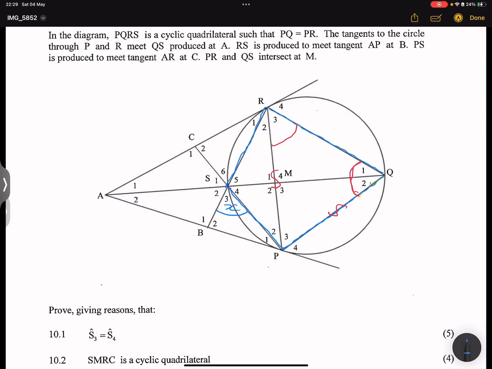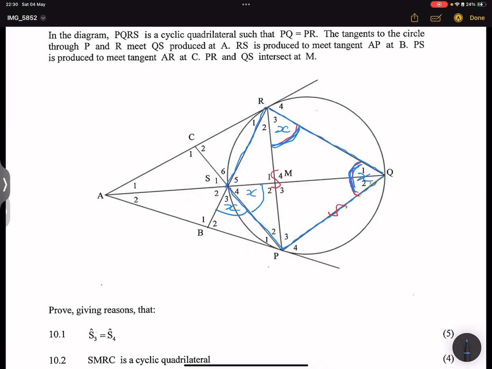So S3 would be equal to the whole of that Q1 and Q2. Why? It's an exterior angle of a triangle. So this angle would be X as well. But remember, we said that's an isosceles triangle, so it means that R3 would be equal to X as well. But if R3 is equal to X, it would mean that also S4 would be equal to X. So there we can prove that S3 is equal to S4. Now let's write that down.